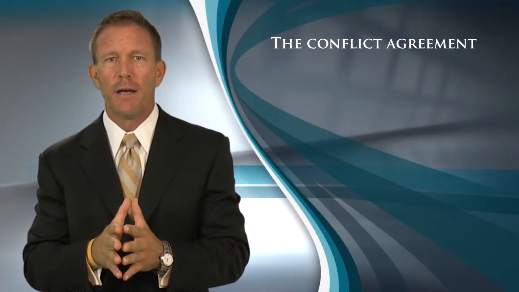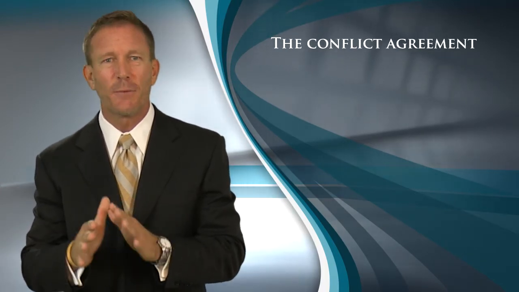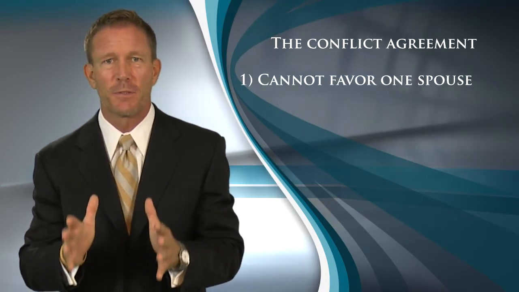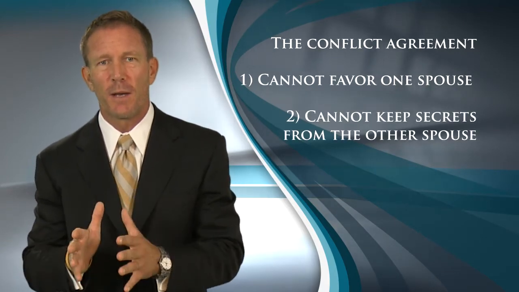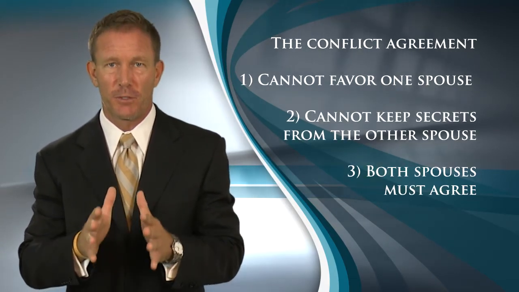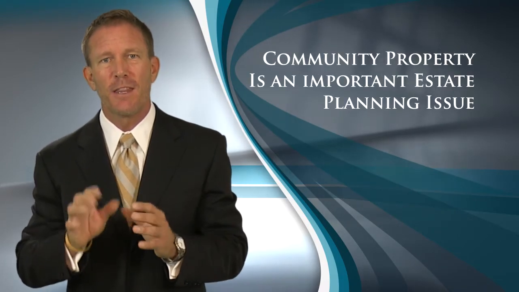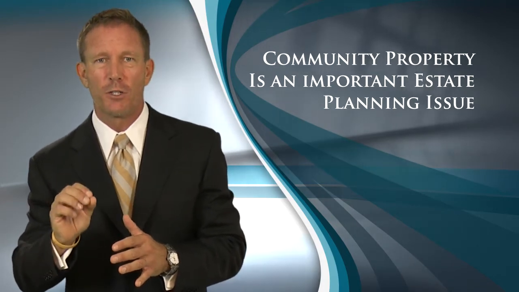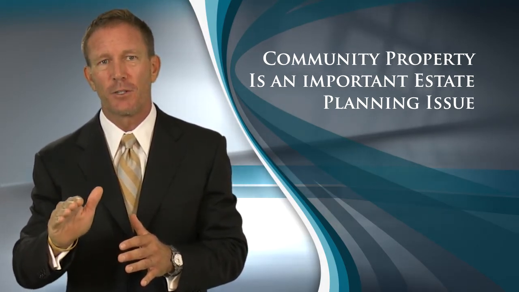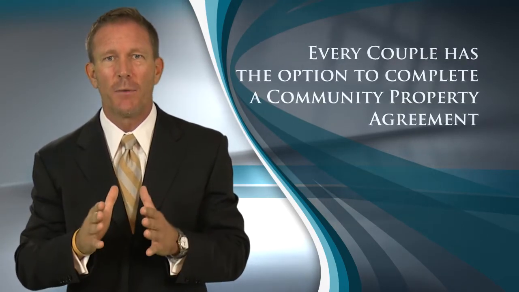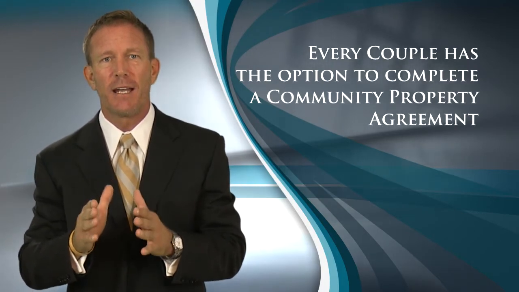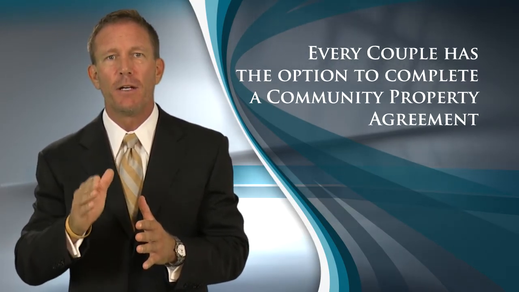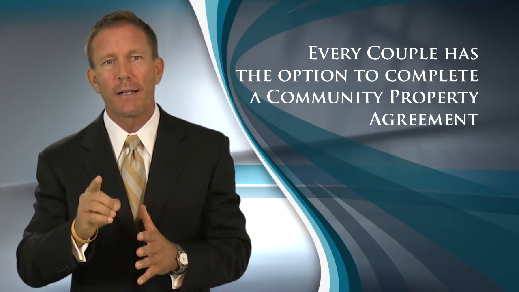The conflict agreement begins with a few formalities explaining that we cannot take sides or favor either spouse's position, that we cannot keep secrets from the other spouse, and that both of you must be in full agreement for us to proceed. The conflict agreement then moves on to discuss community and separate property. While this is normally a family law issue, the enormous tax sheltering potential of community property makes it an important estate planning issue. That is why we give every married couple in a community property state the opportunity to complete a community property agreement, which is something you elect or decline using the community property worksheet.